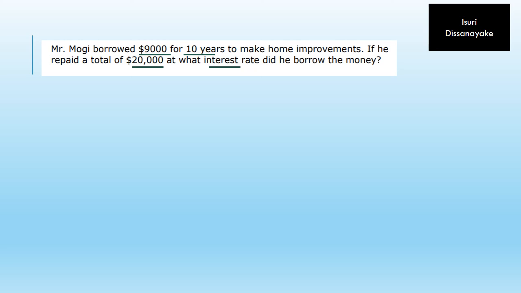Mr. Mogi borrowed 9,000 for 10 years to make home improvements. If he repaid a total of 20,000, at what interest rate did he borrow the money? So, as we did in the previous question, the total amount he had repaid is 20,000 for the initial borrowing of 9,000. So, using A equals P plus I, we can find the interest. Then we are going to use the simple interest formula, I equals PTR over 100.